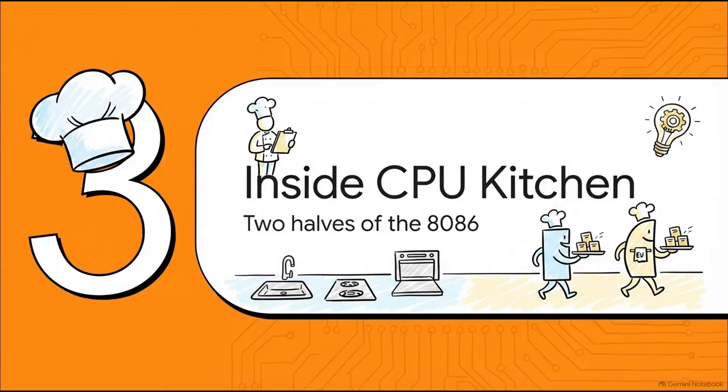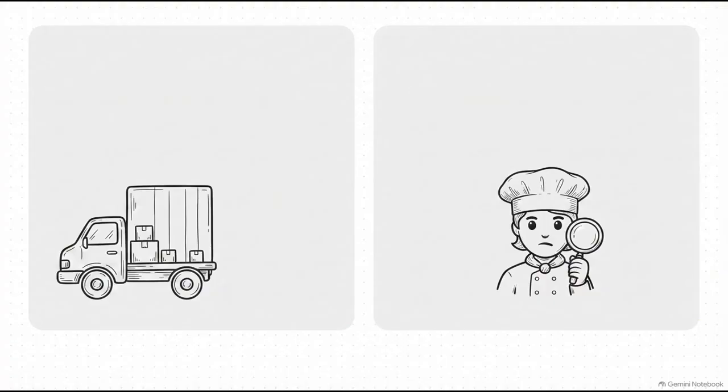All right, Section 3. Inside the CPU kitchen, the two halves of the 8086. So how does this microscopic marvel actually get work done? Let's crack open the chip and think of it like a really busy restaurant. The 8086 is brilliantly split into 2 main parts. Over on the left, we've got the Bus Interface Unit, or BIU. You can think of the BIU as the delivery person or maybe a librarian. Its whole job is to travel out to the memory, fetch instructions, read data, and figure out the memory addresses.